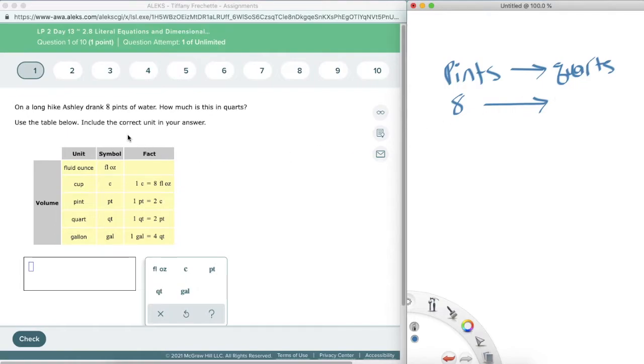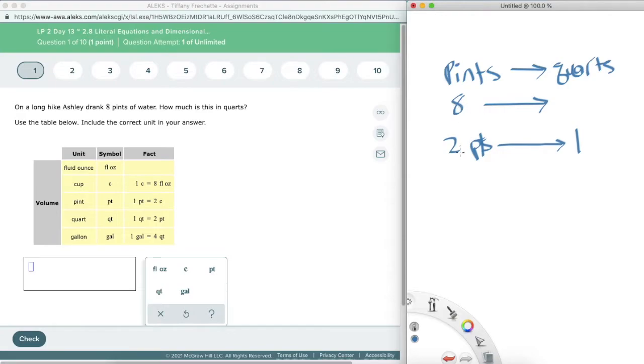Well, we need to look at our conversion table that they gave us here. It says use the table below, include the correct unit in your answer. So we're going to have to click on this on the screen. So if I go down here, I have pint, and on here it goes pint to cups, or I can go quart to cup to pints. So with this one, I have 1 quart equals 2 pints. So this is my conversion. This is what I know. It's kind of going a little bit backwards, but I could also do 2 pints equals 1 quart like this.